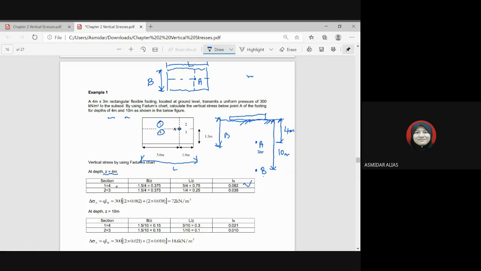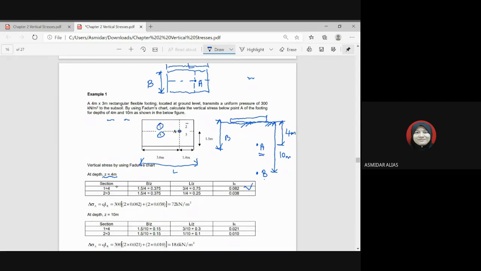So tengok pula pada section 2 dan juga section 3. Okay, now B adalah 1.5, Z adalah 4 and then L pula, okay, this is the L. L1 divide by Z is equal to 0.25. So tengok ke Fadum chart, now you have another influence factor which is 0.038.